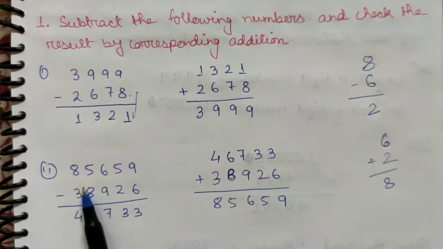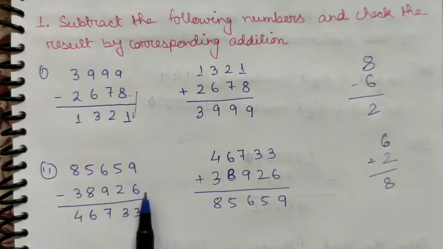Roman number 2 is what? 85659 minus 38926. Here also 9 minus 6 is 3, 5 minus 2 is 3, like this. These two are the same, so there is nothing wrong in our subtraction.